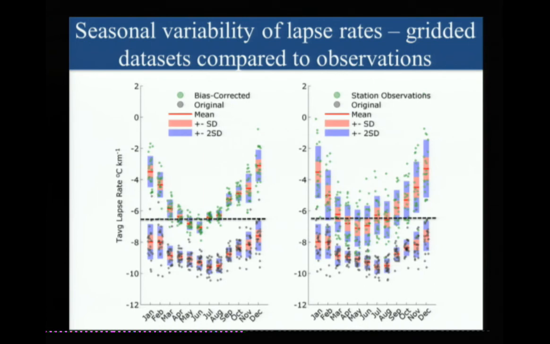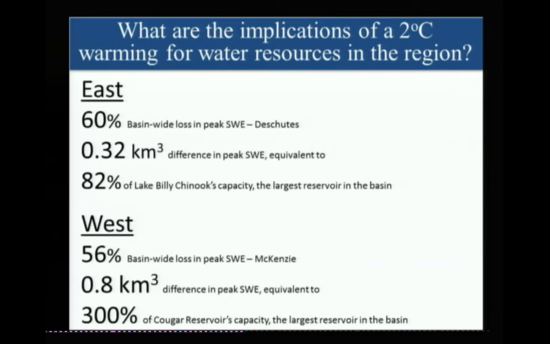The conclusion, Cougar Reservoir 300%, that was the magnitude of the change if it were all in Cougar Reservoir, but it's for the whole McKenzie. Right. So that's a flood control project. What's the management implication of that?